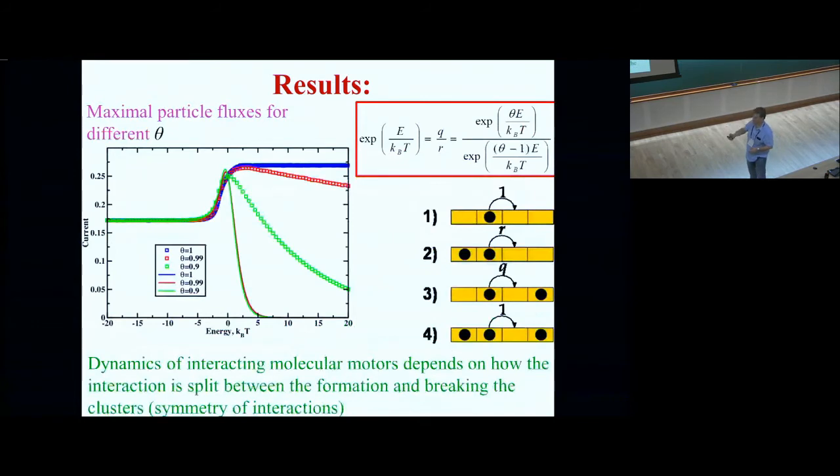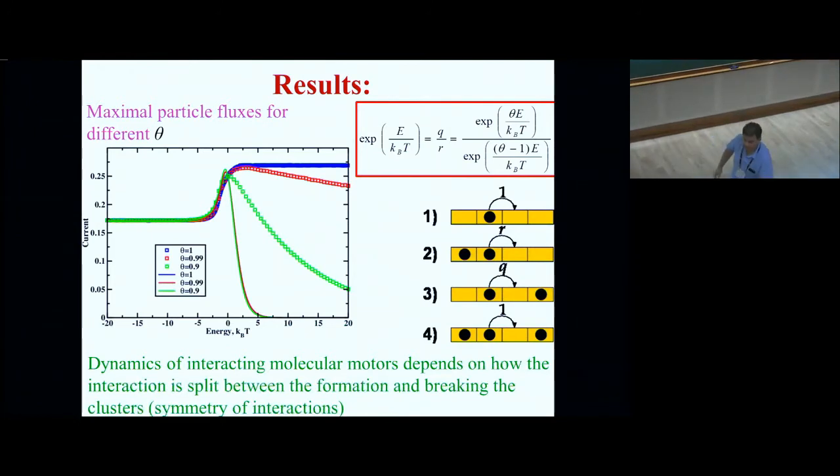This is probably partially the answer to you. When there is a strong correlation because of attraction, the current will actually go down. The reason it will go down is that you will get stuck in some clusters which you cannot unbreak. But for repulsions, this is not the case, because you will never make these clusters. You will reduce some density, but you will not make these clusters.